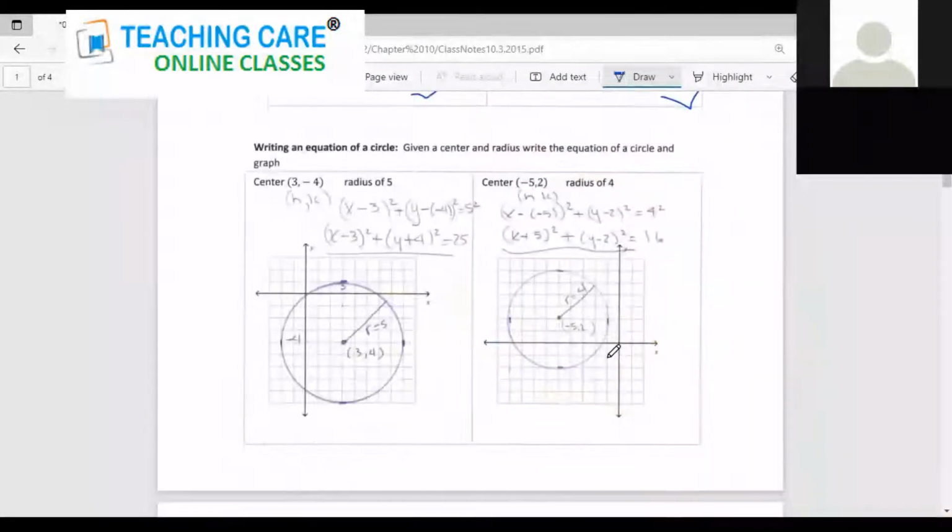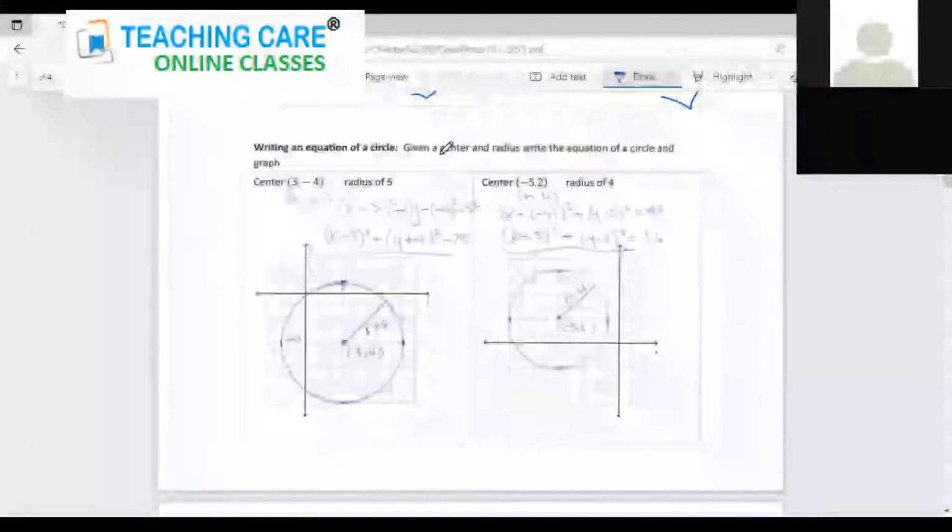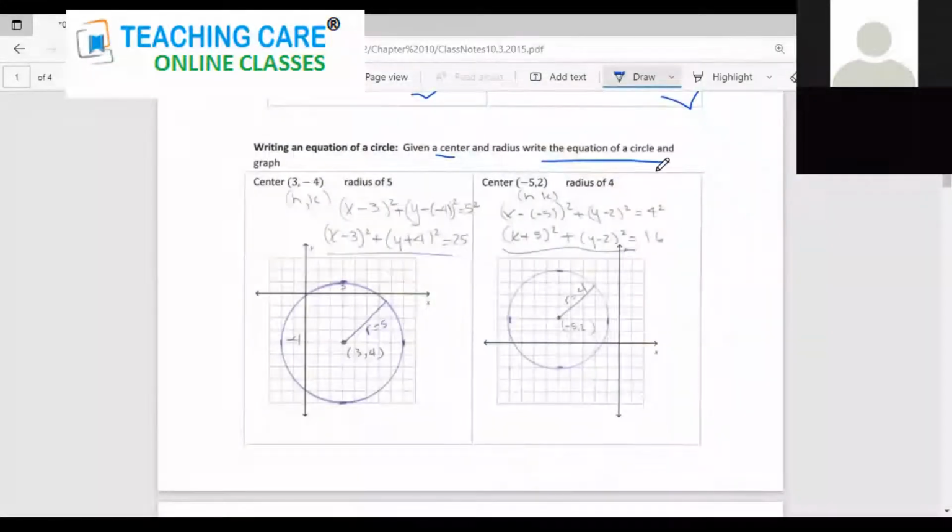Now I need to write an equation of a circle given a center and radius. See how they are doing this. The center is given as 3, -4, and the radius is 5.